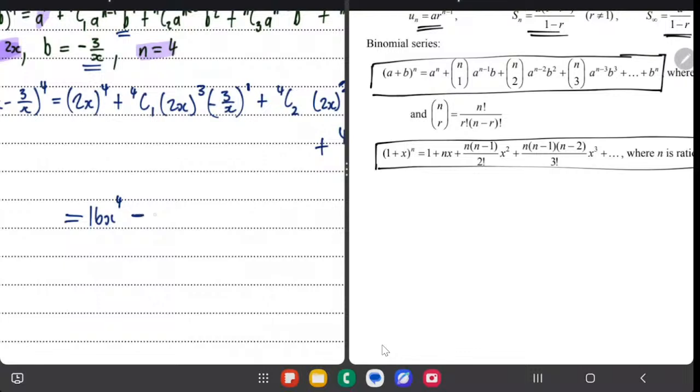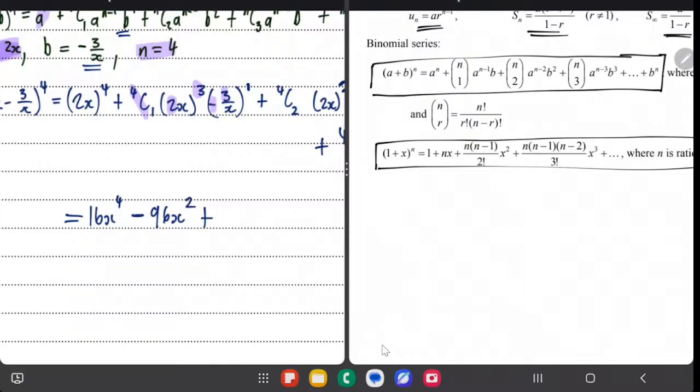Negative 96. Okay? So you can just concentrate on the numbers. 4 choose 1 times 2 to the 3 times negative 3. You get negative 96. Then it's all over. You now have the x. X to the 3. There we go. Then divided by x to the 1, which is just x, which means it will become x to the 2. Do you see that?